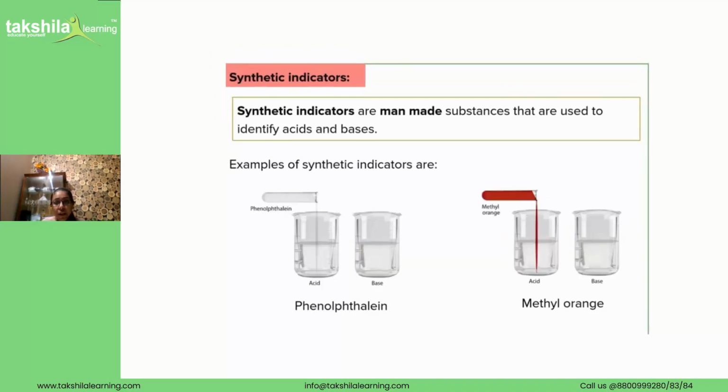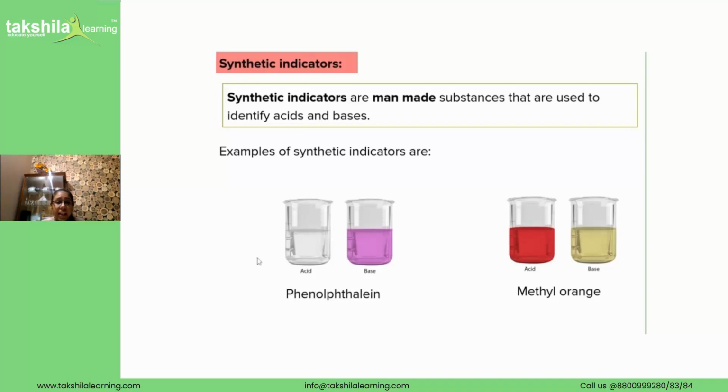So when we put phenolphthalein in an acid solution, it doesn't have any change. But when we put phenolphthalein into a base, it becomes purple or dark blue in color. Amazing, right? So we are doing some really amazing experiments here. And the second example, which is methyl orange: when we put methyl orange into acid, it turns red, and when put into a base solution, it turns yellowish in color.